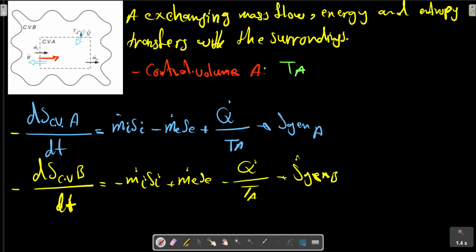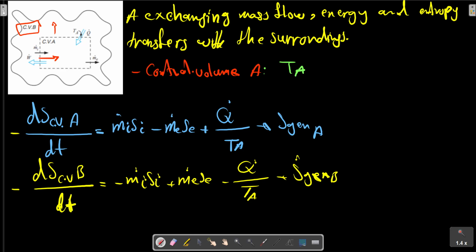First, let us write the entropy balance as these two relations for control volume A, which is shown in this picture, and control volume B, which is also shown in this picture, which is between control volume A and the ambient. And notice that the transfer terms are all evaluated right at the control volume surface.